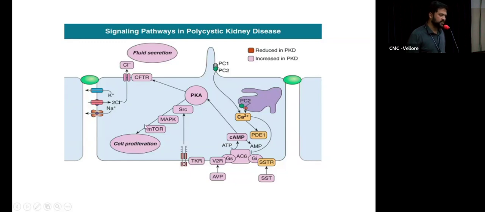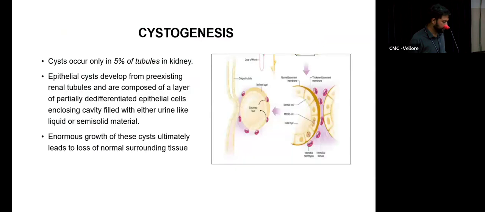In ADPKD, as you know, cysts are one thing, but the pressure effect on the normal parenchyma of the kidney is another thing. It can cause pressure effects as well as bleeding, hematuria, and sometimes malignant transformation later on. Cystogenesis happens only in 5% of kidneys. Epithelial cysts develop from pre-existing renal tubules and are composed of a layer of partially dedifferentiated epithelial cells enclosing either urine or semi-solid material.